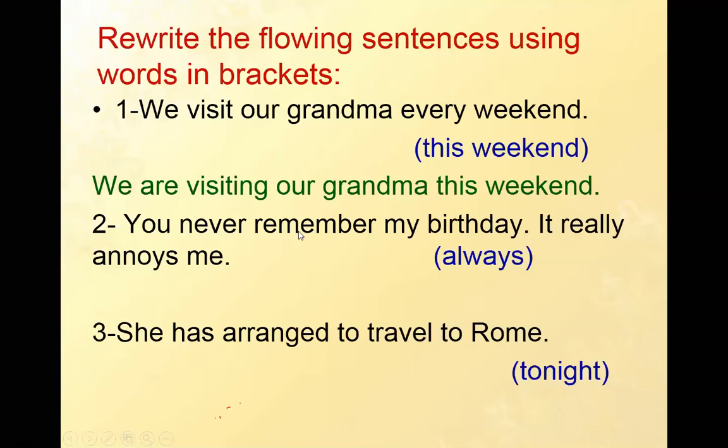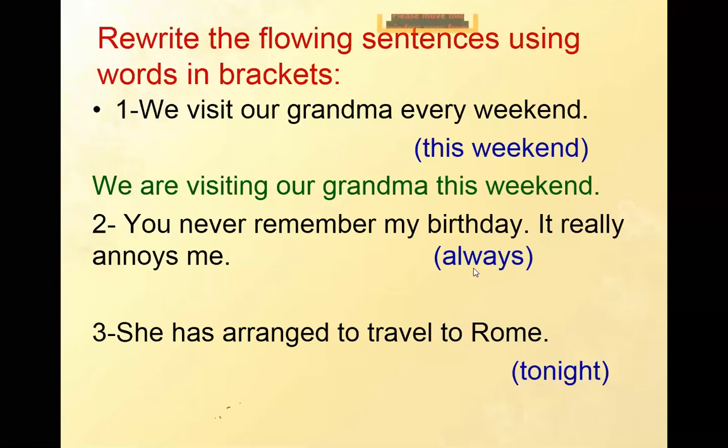Okay, number two, you never remember my birthdays. It really annoys me. It's an annoying event or annoying action. You can use it with the present progressive. Who knows the answer? Nora? Yes, what's your answer? Unmute yourself and answer. You never remember my birthdays.